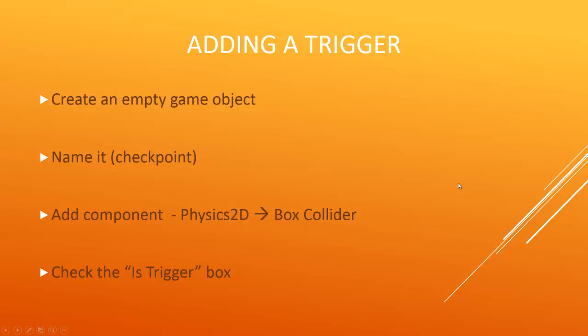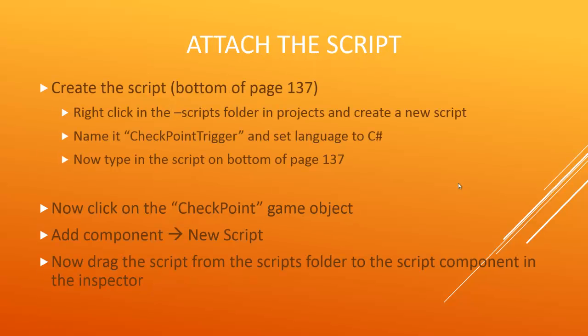Alright, moving on. If you go to page 137, you're going to right click in the scripts folder in the project and create a new script. You're going to name it checkpoint trigger, set the language to C#, and then type in the script at the bottom of page 137. Once you have that script done, you can click on the checkpoint game object and add the new script. You can do it however you want. That's typically the method I use, but the method in the book is just a little bit different.